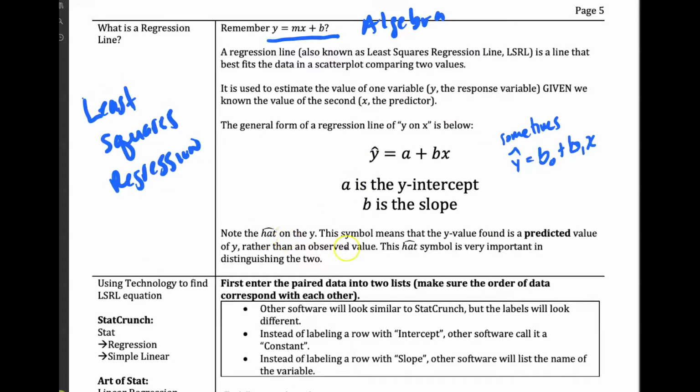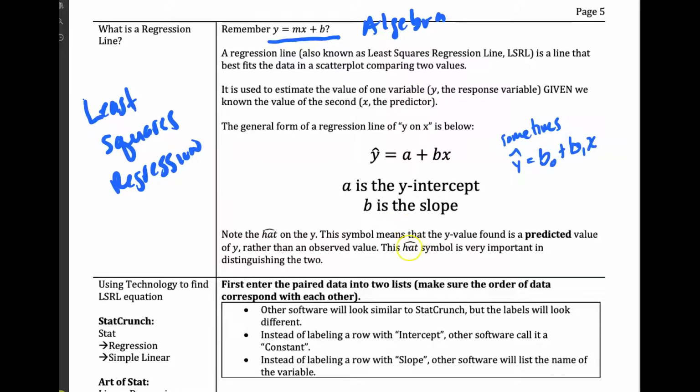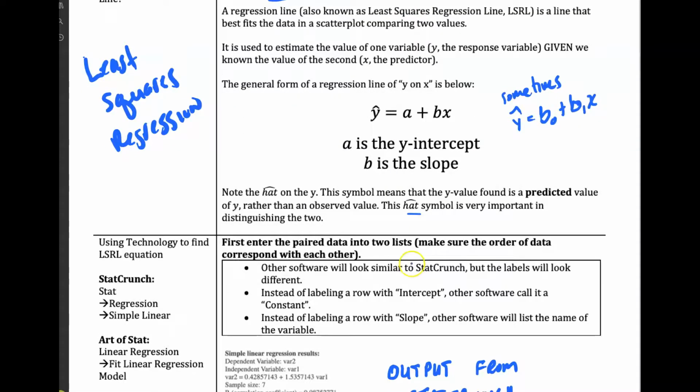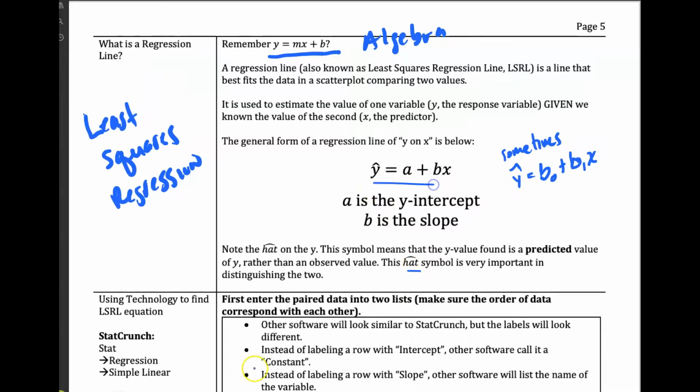The hat above the y is a symbol that means the y value is a predicted y value. This hat symbol is very important in distinguishing between, again, take a look at it here. It's a predicted value for y rather than the observed value. The hat symbol is important to distinguish between those two. You actually have a value in the world, and then we make a prediction. So you've got to start to distinguish between those two. But again, we're going to be looking at equations of lines here.